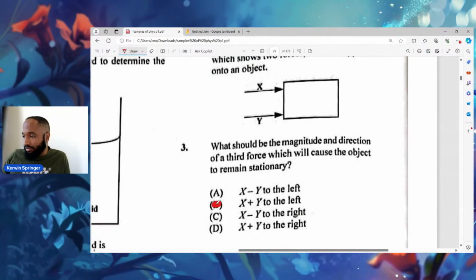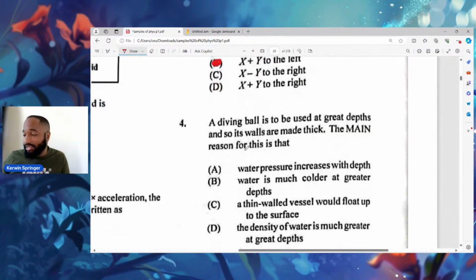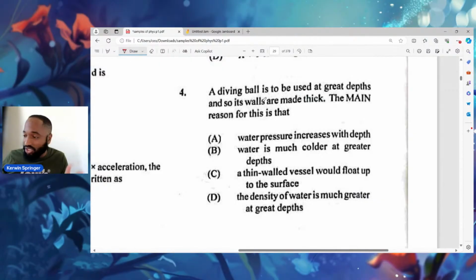X plus y to the left. This is a repeat. I want it to be stationary. If you all say repeat, please read it carefully. Just now I was reading a repeat and I didn't want something stationary, and it caused me to lose marks. So watch out for repeats. Repeats could make you lose marks if they change up the words. Like they might say which is the equivalent, then you'll have to say x plus y to the right. As you see, they could repeat it and change it up a little bit.